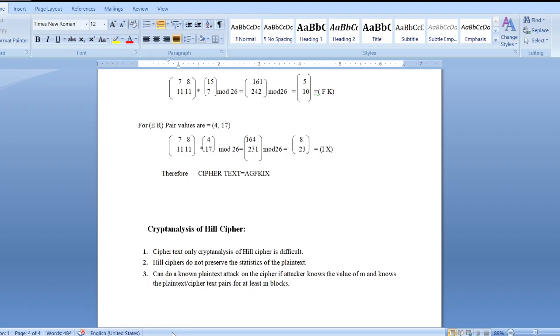So this is about cryptanalysis of the Hill cipher and the cryptography part of this one.